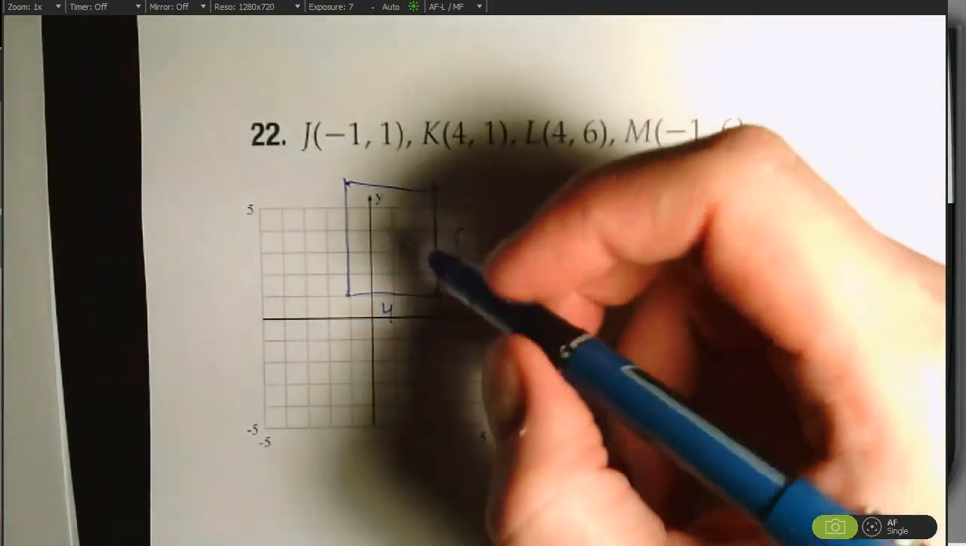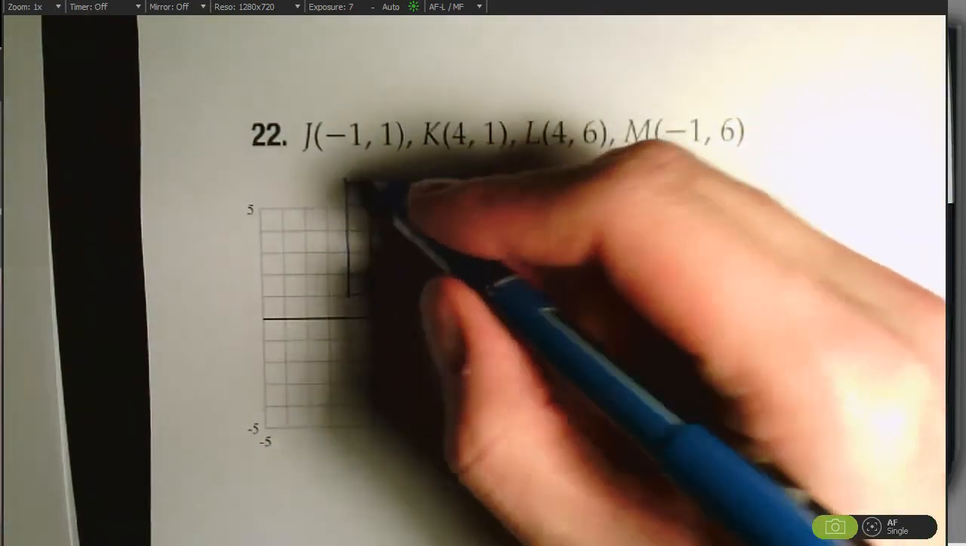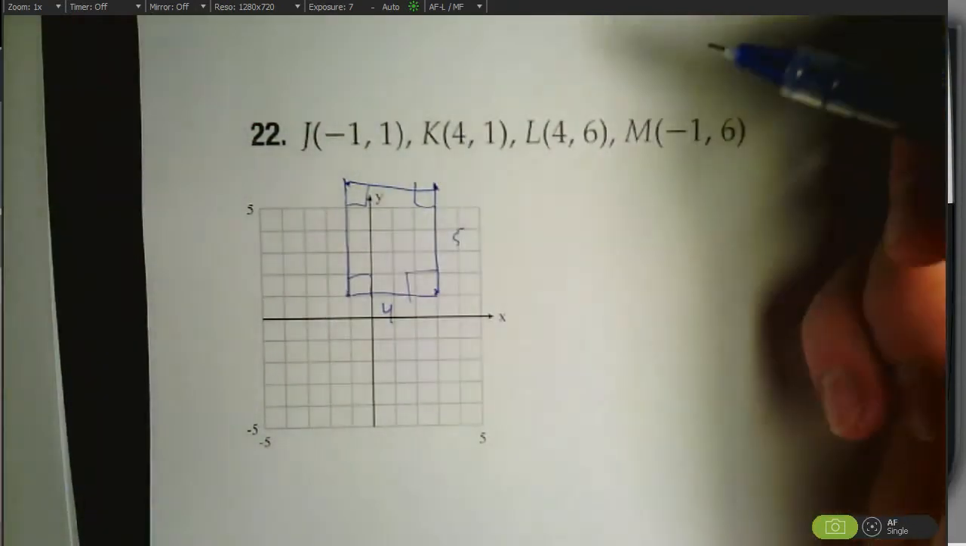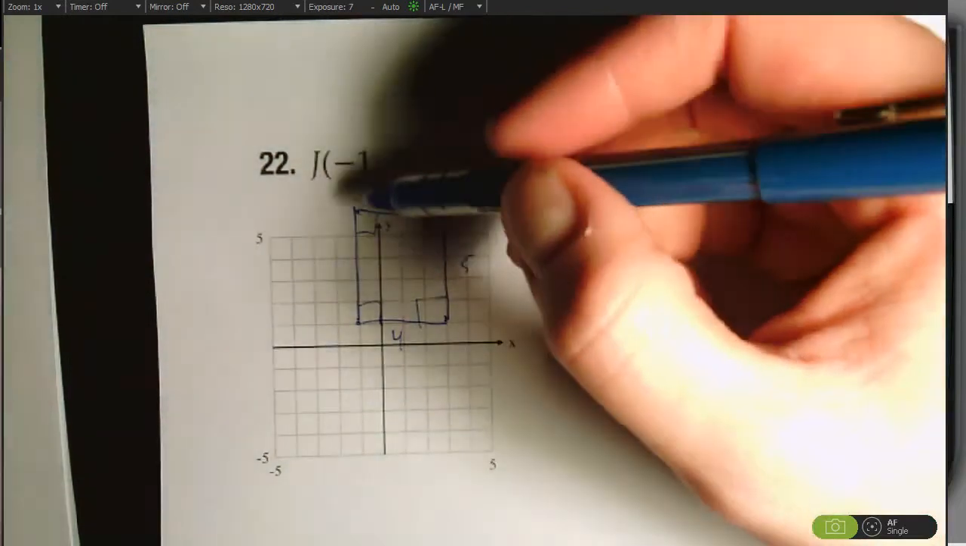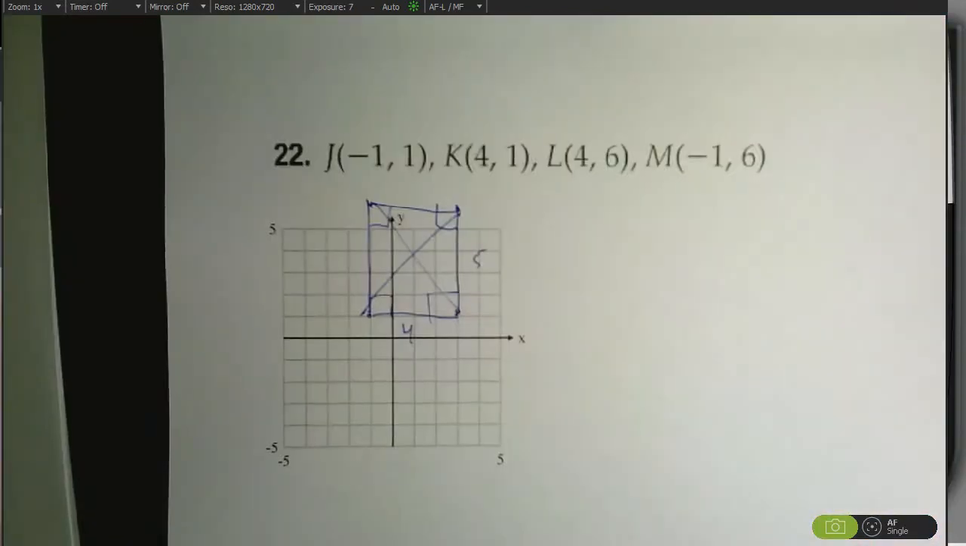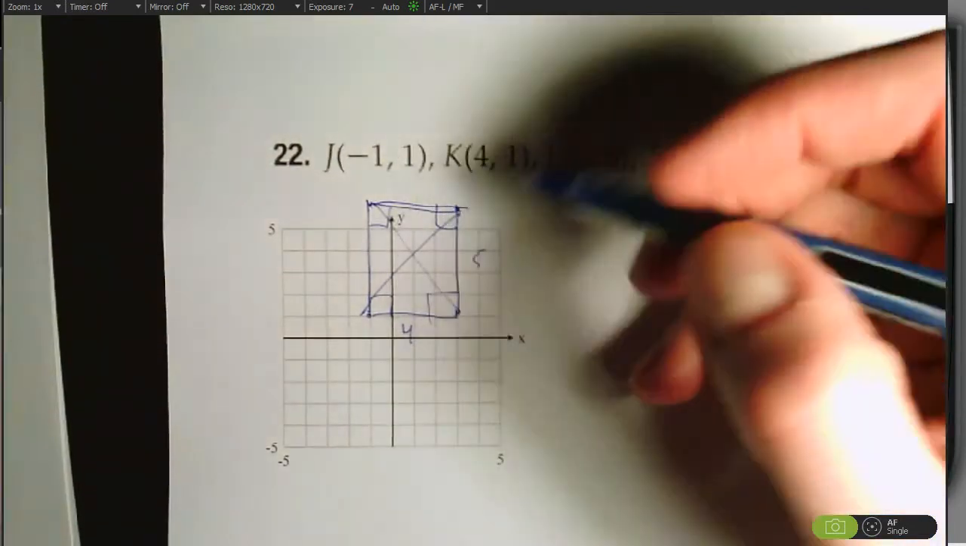So what you could do is, the easiest way to probably do it is to find the slope of all four sides and show that they make right angles, meaning it's at least a parallelogram and a rectangle. And then you could also show their right angles, or you could do the distance formula to show that the diagonals are congruent.